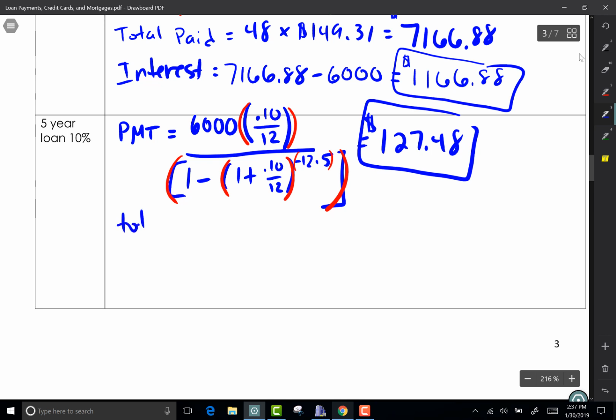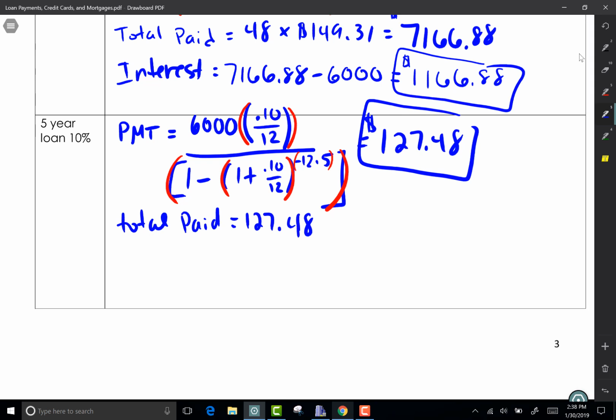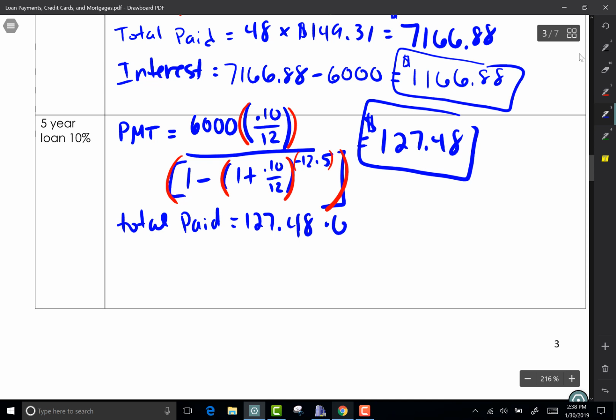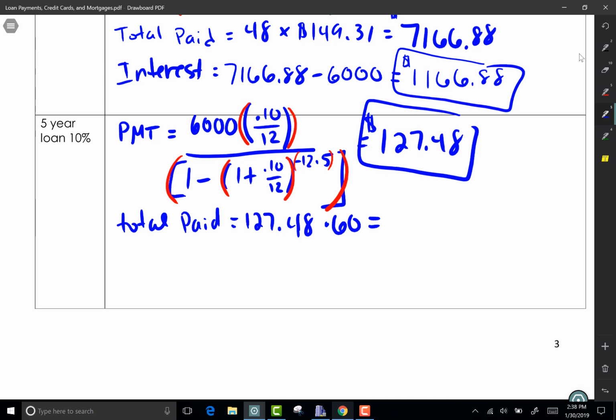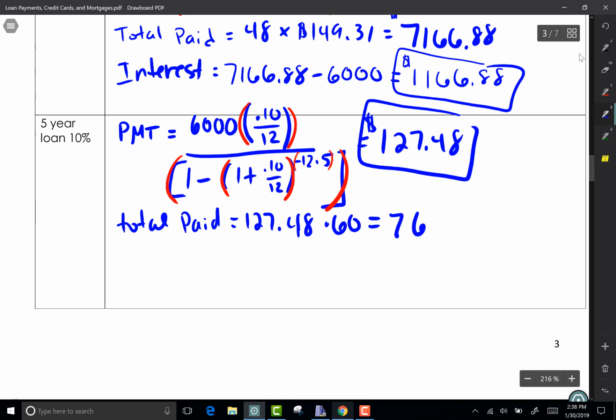So the total paid is going to be 127.48 times the number of payments. Since this is 12 payments for each year for 5 years, that's going to be 60 payments. So when I take 127.48 times 60, that gives me, let's see, $7,648.80.